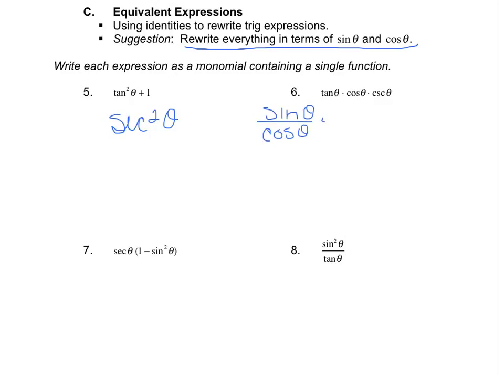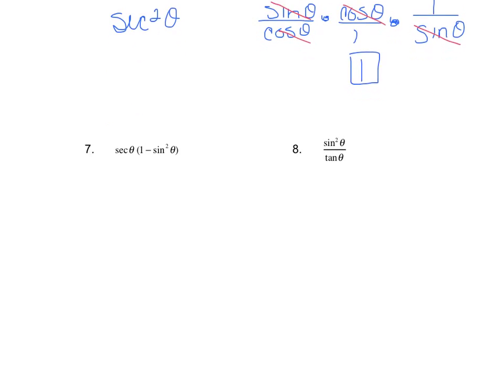And since we have fractions, cosine of theta I'll put over 1 times cosecant, which is 1 over sine of theta. It's a fraction times a fraction times a fraction, so I can cross-reduce. Everything canceled out, so my final answer is 1. So again, by rewriting it in terms of sine and cosine, I can actually reduce or simplify my expression. All right, let's do a few more.